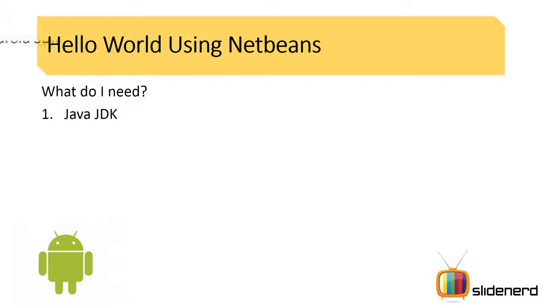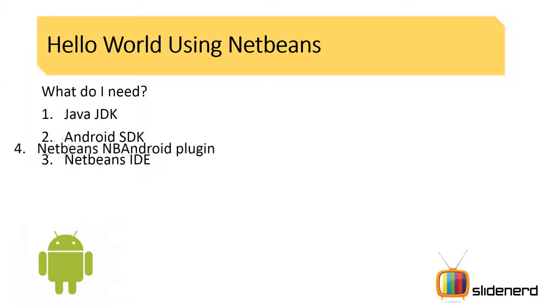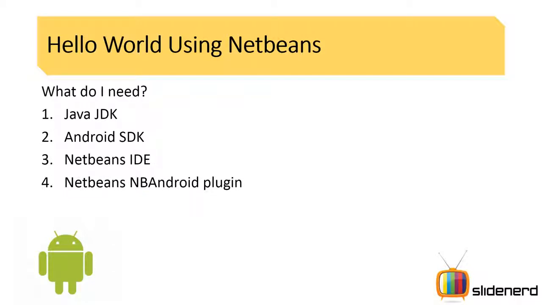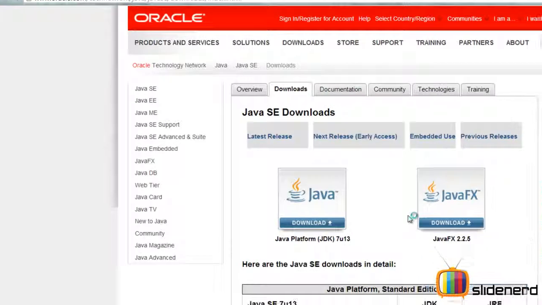We need four things. We need Java JDK, the Android SDK, Netbeans IDE, and this is the most important part: the Netbeans NB Android plugin. Now, for those of you who are familiar with making apps on Eclipse or IntelliJ, I have to tell you this: Netbeans does not have inbuilt support for making Android apps. You have to do it through plugins. One such plugin is NB Android plugin. So let's go ahead, download this stuff, and get this up and running, guys.